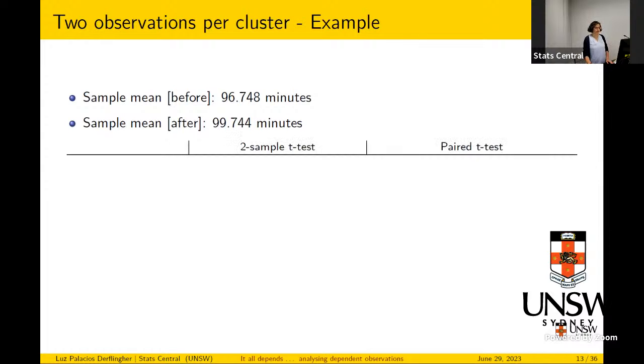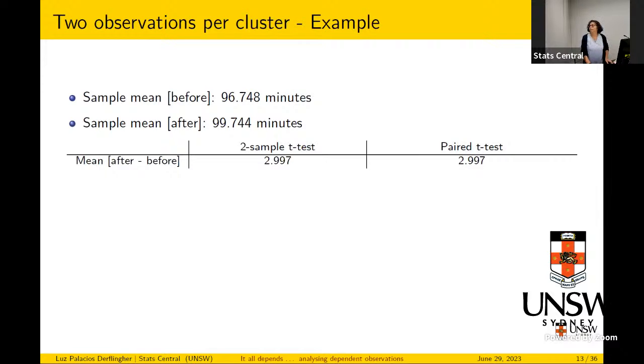And here what I'm going to be presenting is what happens if we analyze the data as if it were independent, so if they were not paired. That would be the 2 sample t-test. And what happens if I use the paired t-test? The paired t-test takes into account that we have repetitions within a subject. The 2 sample t-test doesn't. It assumes that they're completely independent.